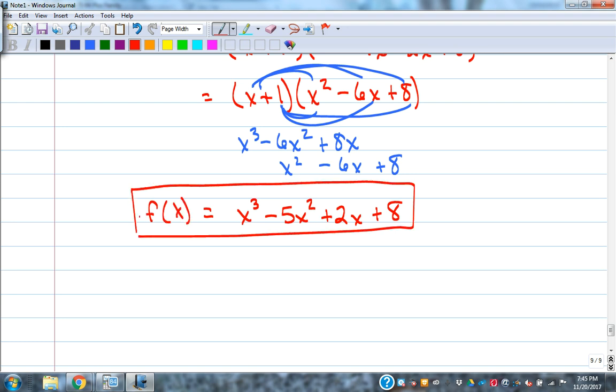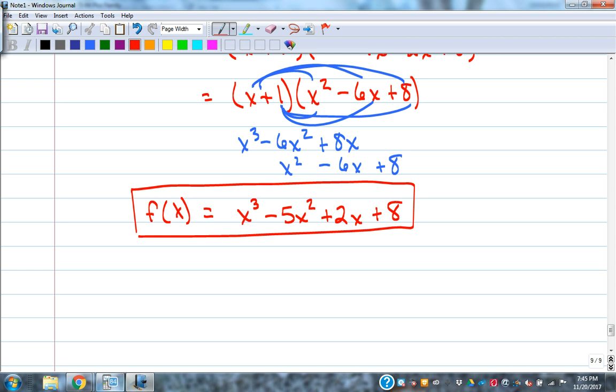And there's my polynomial that does those things. Now, I can check that because if I know the zeros were negative 1, 2, and 4, then where should it cross the x-axis? At negative 1, 2, and 4.